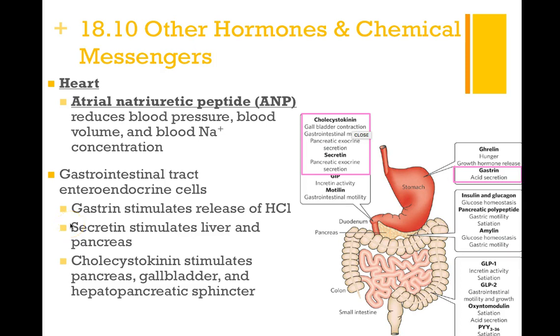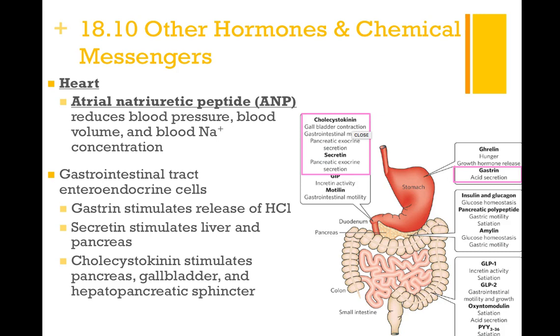The last thing we will discuss are other hormones and chemical messengers within the body. We've already discussed a little bit about the atrial natriuretic peptide, also known as natriuretic hormone, and how it is going to reduce blood pressure, blood volume, and blood sodium concentration. It serves as an antagonist to aldosterone. The other hormones that we are going to discuss are covered in our digestive system lecture.